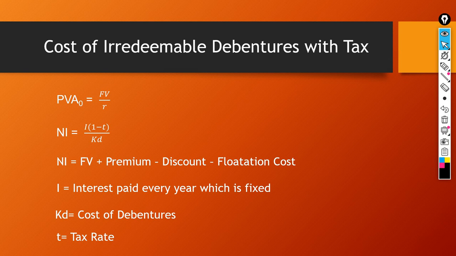So the tax shield will be there. So what we have to do, we just have to multiply by 1 minus T. If a 50% tax rate is there, we are getting a 50% tax shield. If a 40% tax rate is there, we are getting a 40% tax shield. It means the remaining 60% will be considered for the KD.